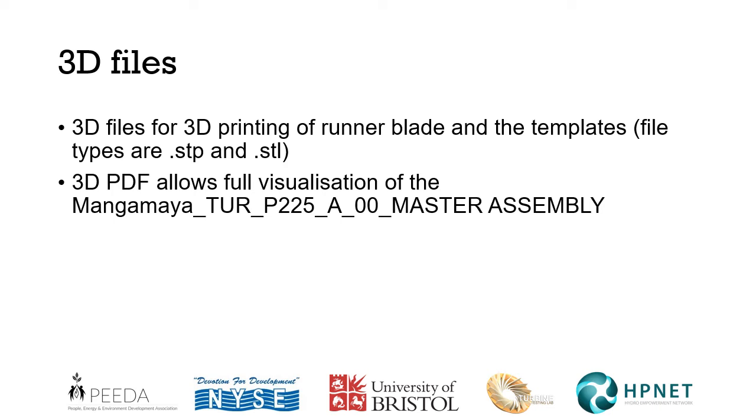3D files are provided that allow 3D printing of the runner blades and templates for finishing a runner blade. And these are provided in 2 file types, which should be sufficient for anyone with access to a 3D printer to be able to use. We're also providing a 3D PDF, which allows full visualization of the Longmire turbine. So the following video demo just briefly shows this 3D PDF.